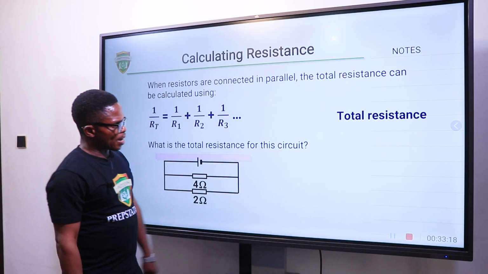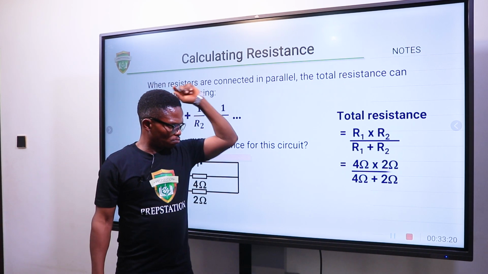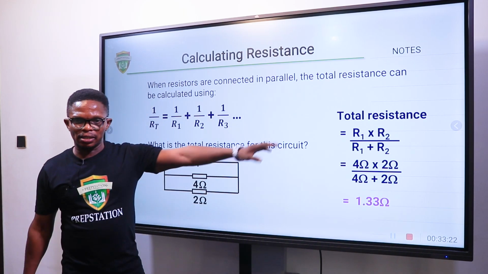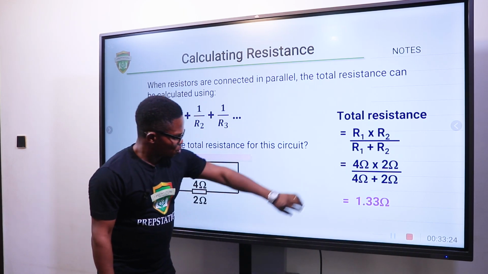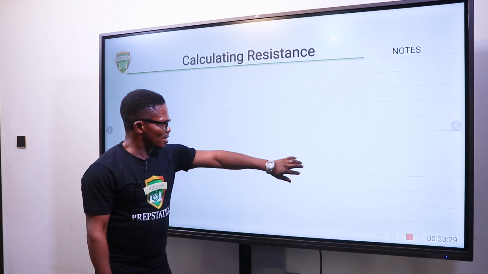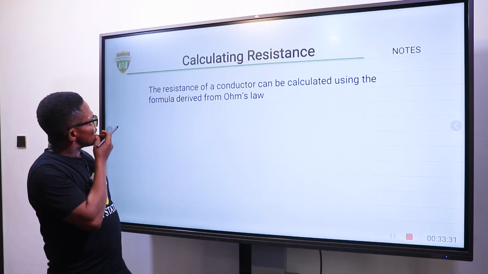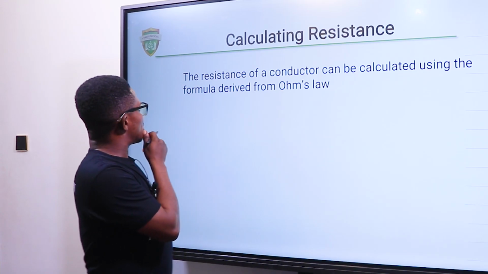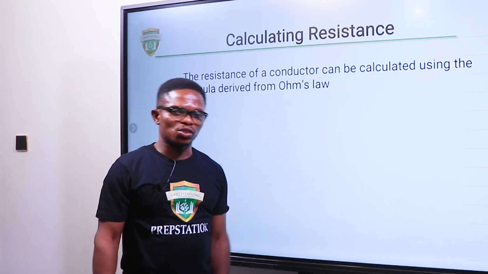Okay. All right. So that is it. That is the calculation. And there you have 1.333 ohms. Okay. So we are still talking about how to calculate resistance in a circuit. The resistance of a conductor can be calculated using the formula derived from Ohm's law.